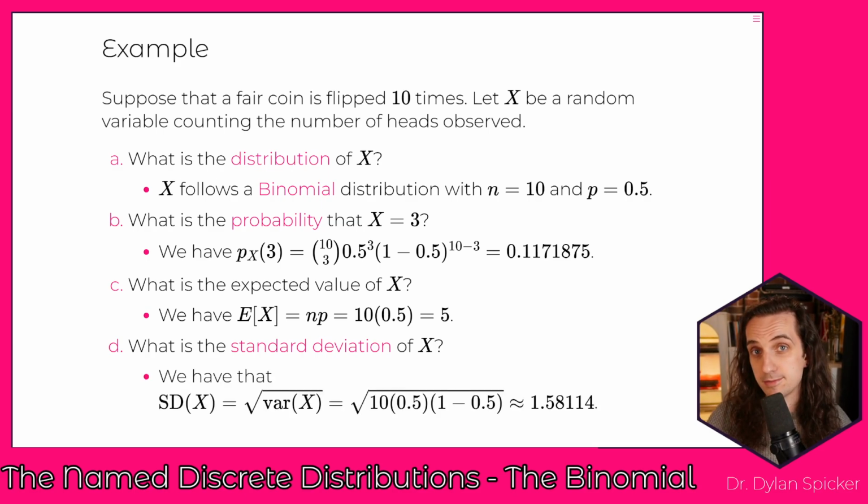The variance is n times p times 1 minus p. So that's 10 times 0.5 times 1 minus 0.5, which if we work that out, gives us 1.58114, right? So the standard deviation of 10 flips of a fair coin, counting the number of heads we get, is 1.581. As soon as we've identified that this is a binomial random variable, the probability mass function, the expected value, and the standard deviation or the variance all come for free.